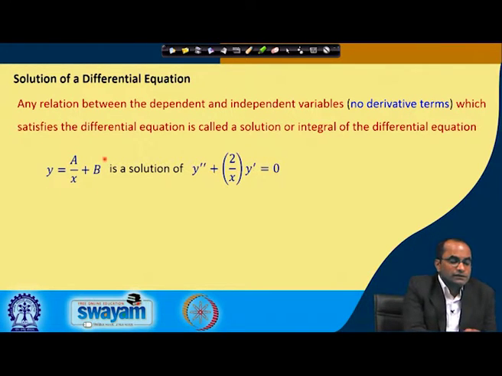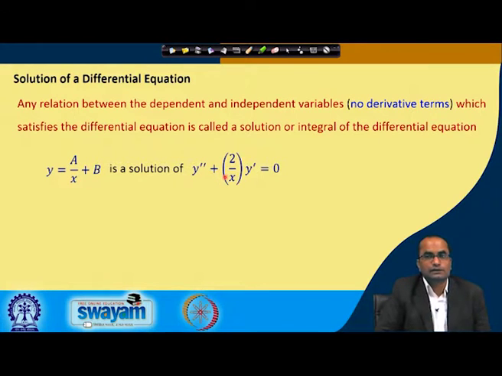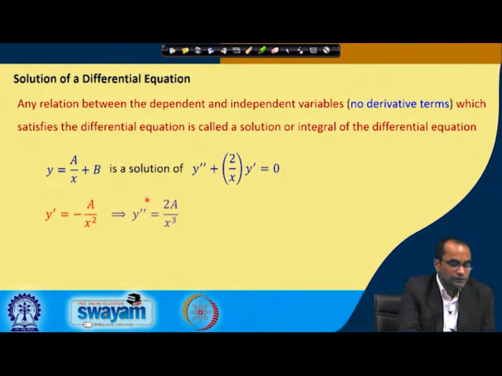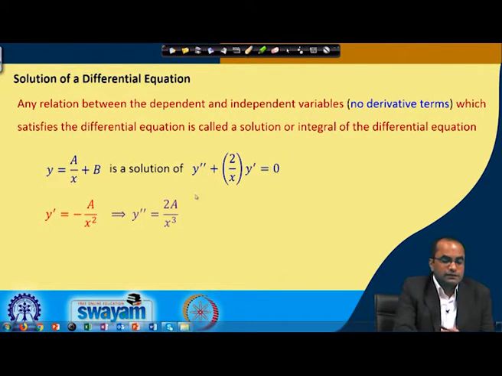Because this relation satisfies this differential equation, which we can easily verify. If we take the derivative of this y, we will get minus a over x square, and because we have the second derivative in the equation as well, we will go for the second order derivative. So, y double prime will be minus 2a, and again minus minus will be plus here. So, 2a over x cube is the second order derivative, and we substitute this in the equation.